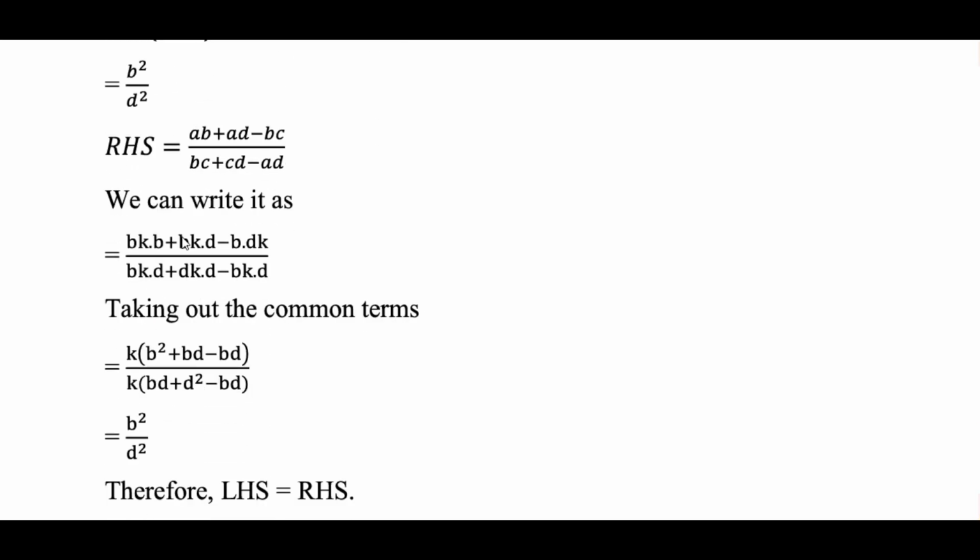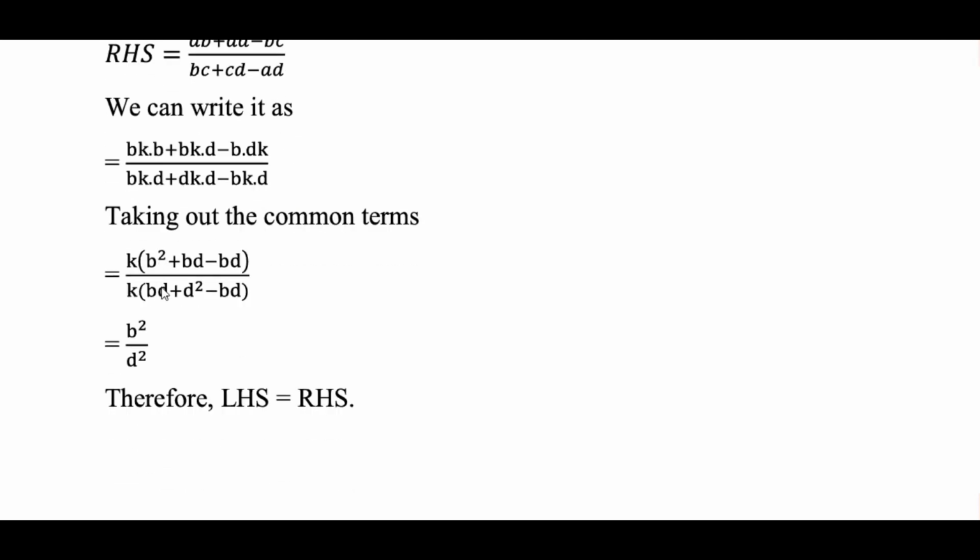Now write the right hand side, like ab plus ad minus bc divided by bc plus cd minus ad. So first write down the values of a, and here also b, and in the denominator part also taking common k. After that, strike out the k. After that, you will get b square divided by d square. Okay, so left hand side will be equal to the right hand side.